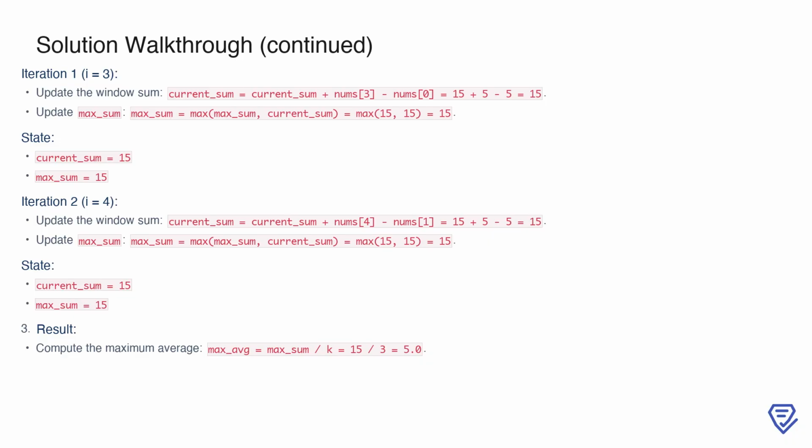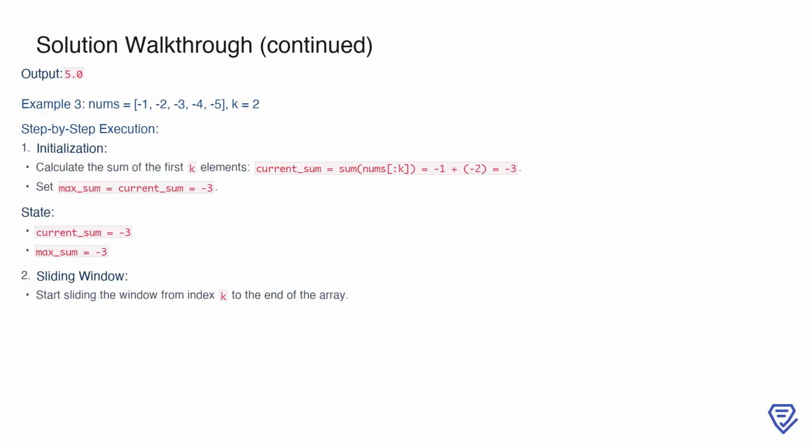Since all elements in this array are identical, every subarray of size k produces the same sum. Dividing this max_sum by k gives us the maximum average, which is 15/3 equals 5.0. The result for this example is a maximum average of 5.0.